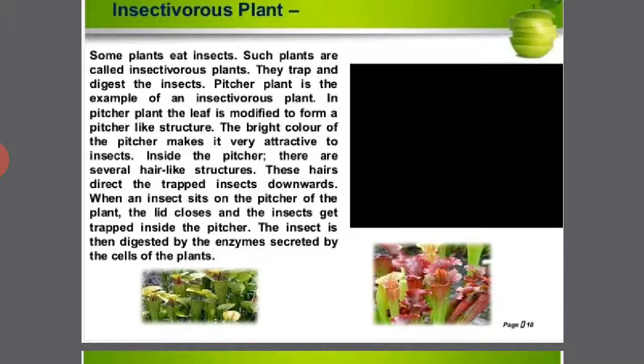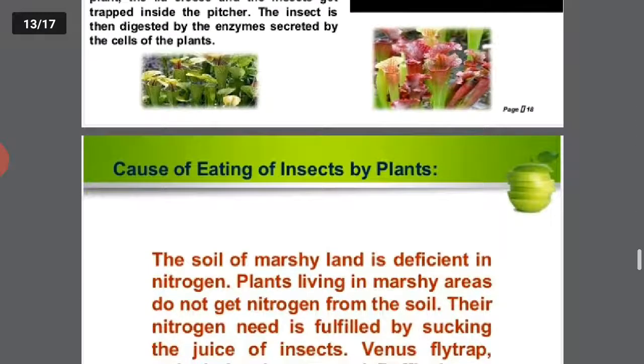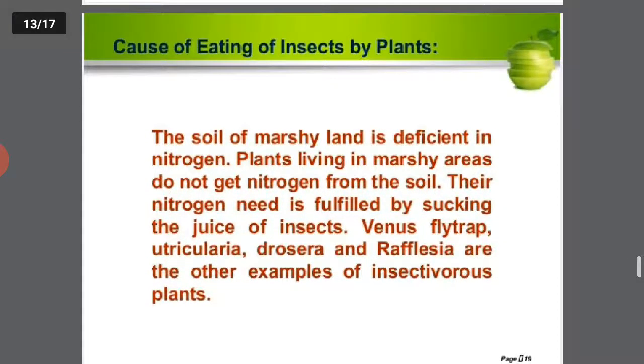Interesting, it is very much interesting, boys. Insectivorous plants. Okay, let's move further. Cause of eating of insects by plants. The soil in marshy land is deficient in nitrogen. The plants living in marshy areas do not get nitrogen from the soil. The nitrogen need is fulfilled by sucking the juice of the insects.